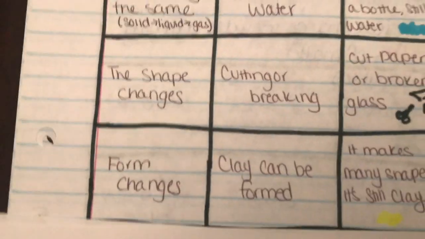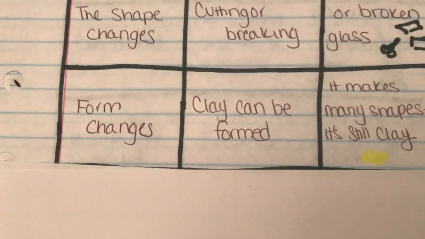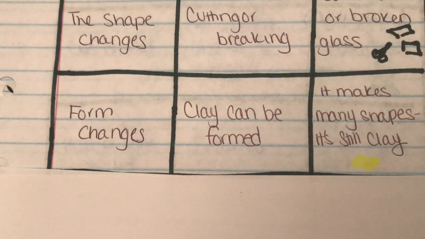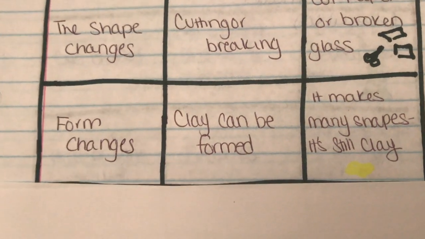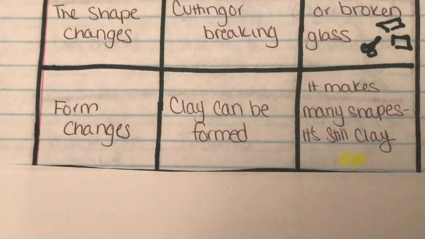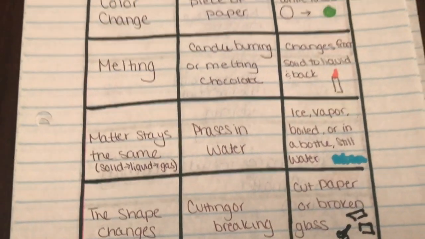And then form changes, which really connects with these shape changes. Clay is a great example of this. Clay can be formed, so I can make different shapes out of Play-Doh or clay, but it's still considered clay no matter what shape I form it into. So those are all really good indicators or clues of a physical change.